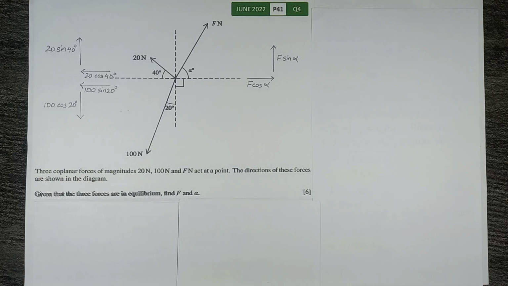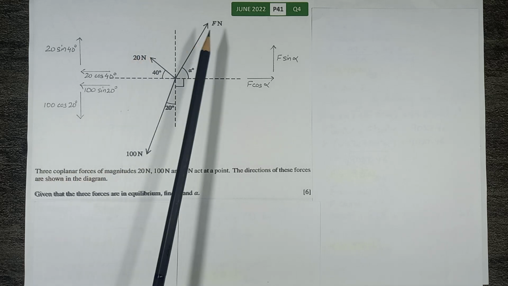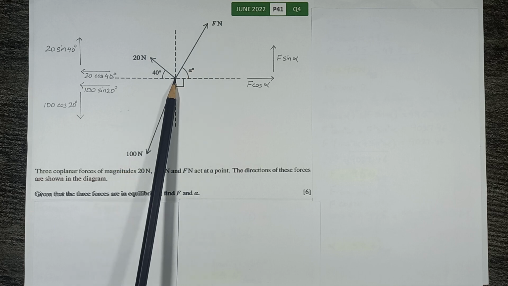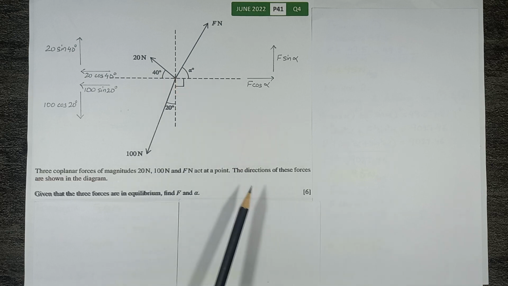Hello everyone. We have a question which says that three coplanar forces of magnitude 20 Newton, 100 Newton and F Newton act at a point. What are coplanar forces? Coplanar forces are the forces which act at a single point. And if we look at the diagram, this 20 Newton force, F Newton force and 100 Newton force all are acting at this particular point. That means all these three forces are coplanar forces.